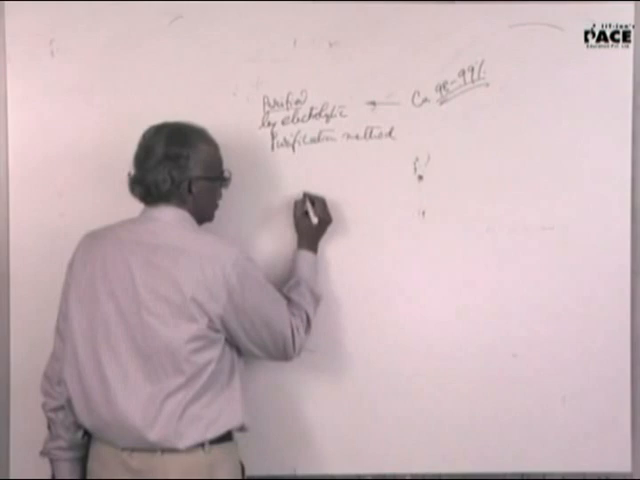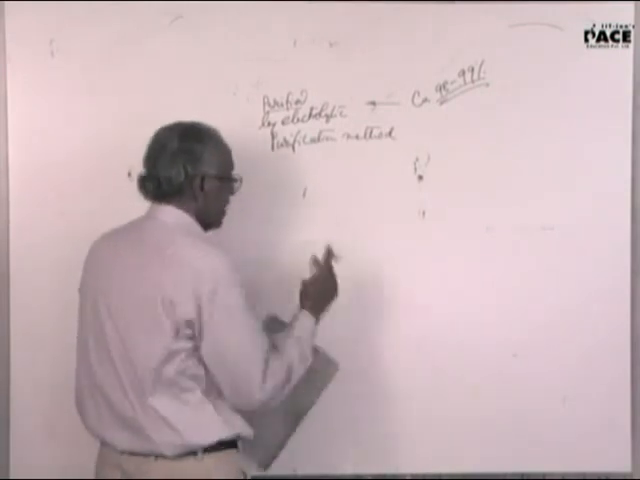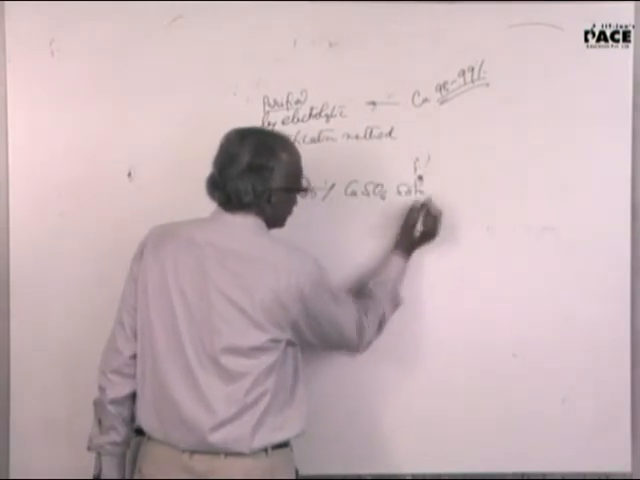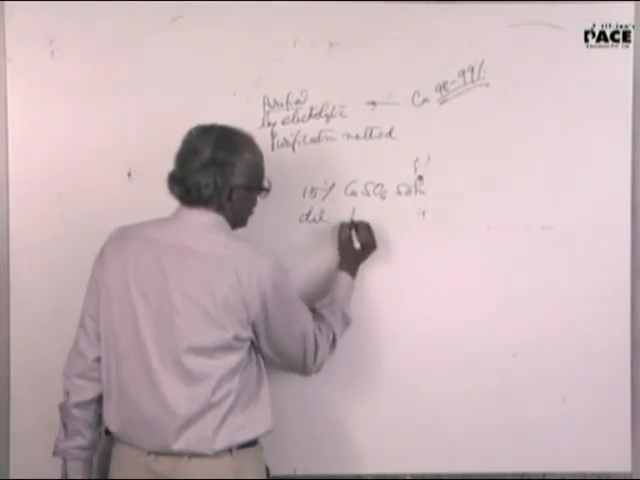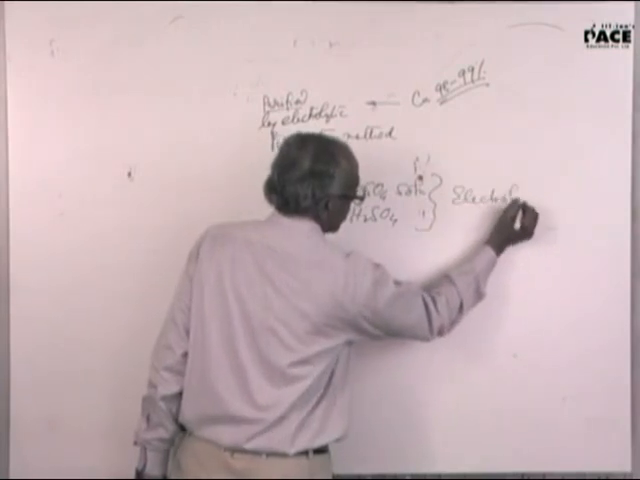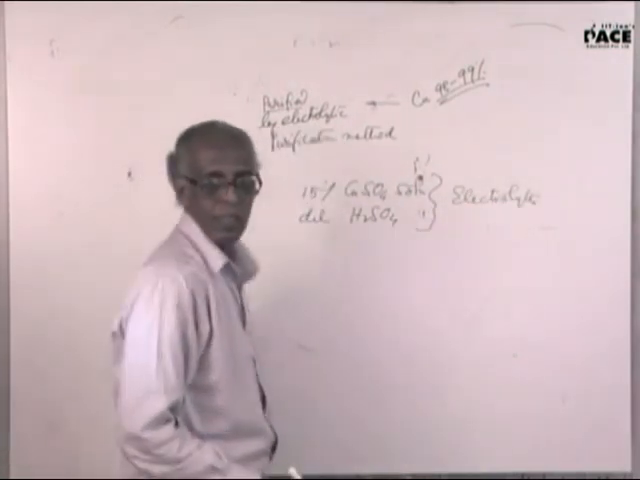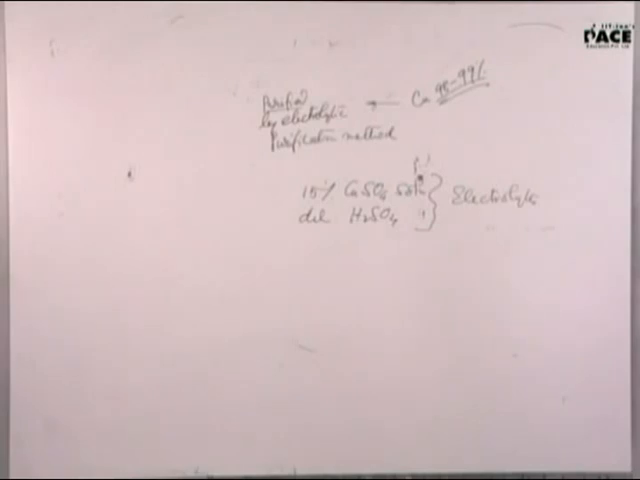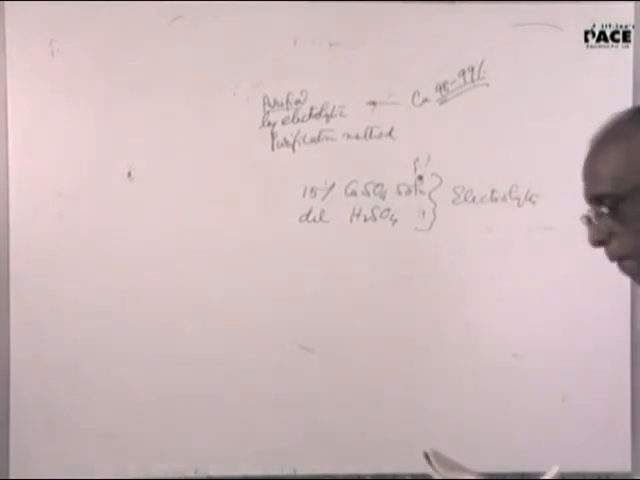Where you take about 15% copper sulfate solution, dilute sulfuric acid as the electrolyte. Impure copper as anode, pure copper as cathode, and this is the electrolyte. I have already explained to you why sulfuric acid is used: to enhance the conductivity and to prevent the hydrolysis.